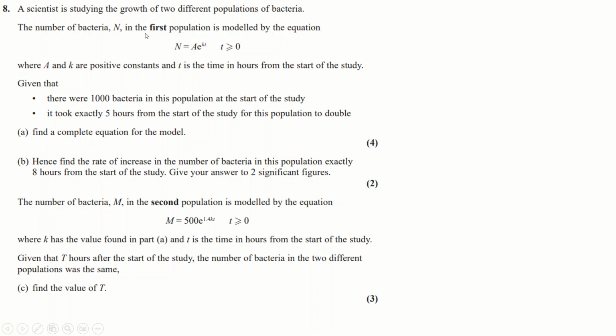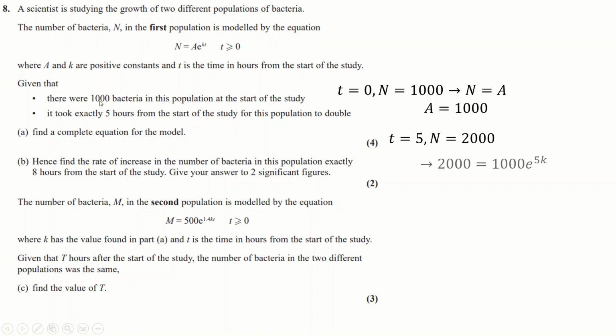Okay, so this question is about some population thing. So there's the formula. 1,000 at the start means t is 0. N is 1,000. T is 0 means e to the power 0 is 1, so n just equals a, which means a is 1,000 because n is. And then here, 5 hours, so when t is 5, n is double, so n is 2,000.